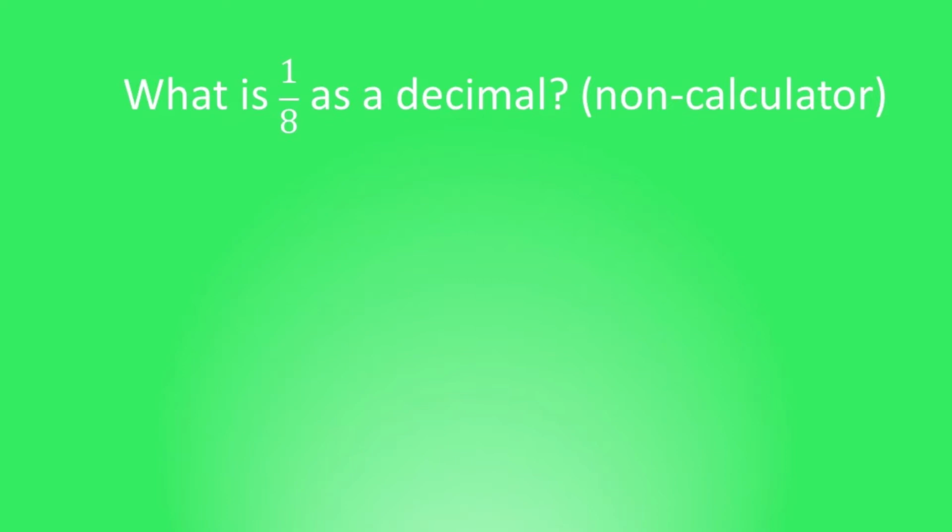What is 1/8 as a decimal? And this is a non-calculator question. So there's two different ways we can do this, but we need to understand that that 1/8 can be interpreted as 1 divided by 8. So one way we could do this is to use some short division to work out what 1 divided by 8 is. So we're going to be dividing by 8 and we're going to be dividing 1.